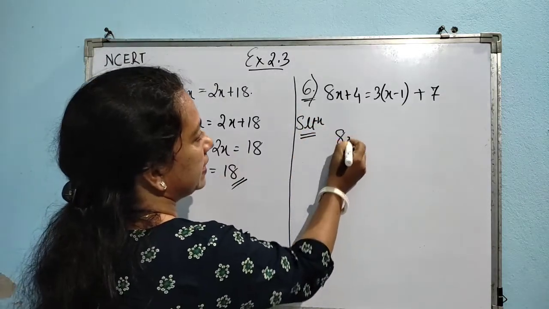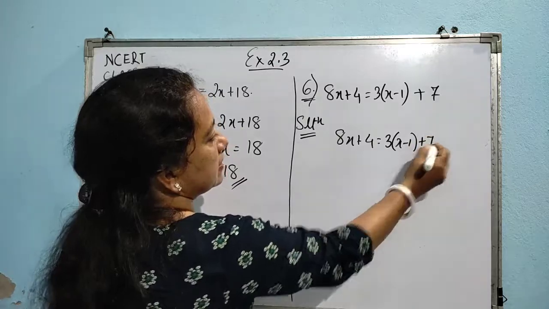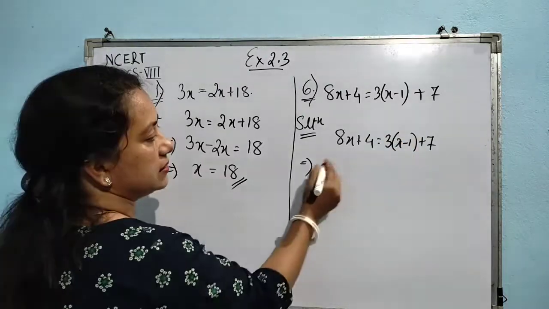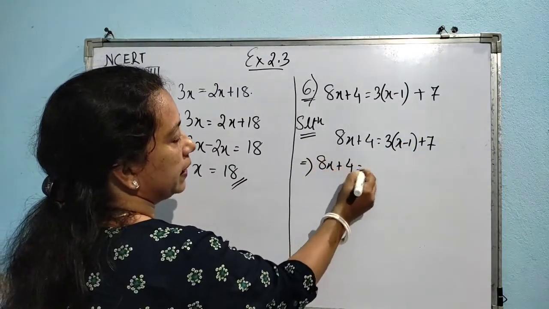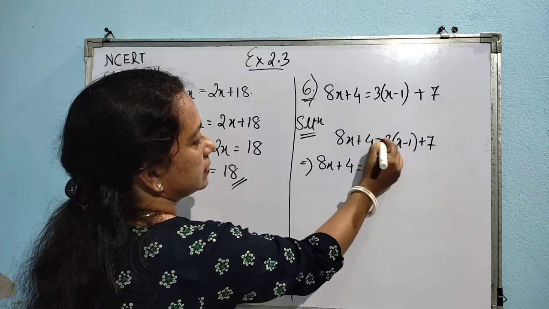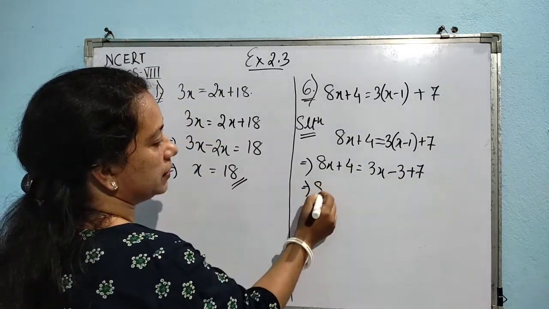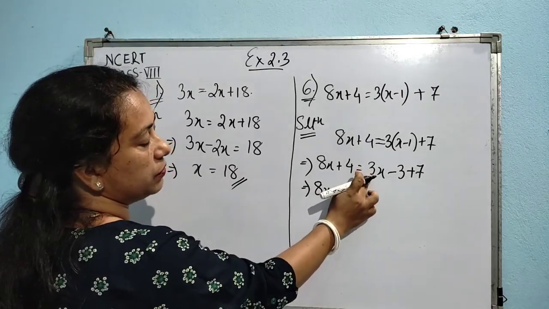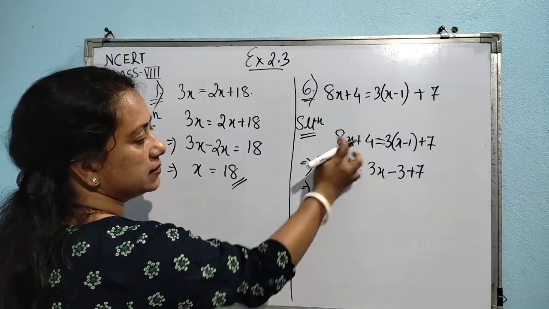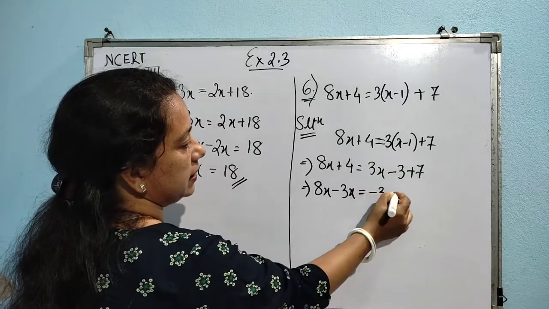See here, 8x plus 4 equal to 3 into x minus 1 plus 7. Here also you are having one of the terms which is having x in the RHS. So first of all, let us break up the bracket. 3 into x, that is 3x, minus minus 3 ones are 3, plus 7. Okay, so here it is 8x. Here no sign is there before 3x, it means that it is plus. So it is coming from right hand side to left hand side. Plus 3x becomes minus 3x. Done. So here minus 3 plus 7.